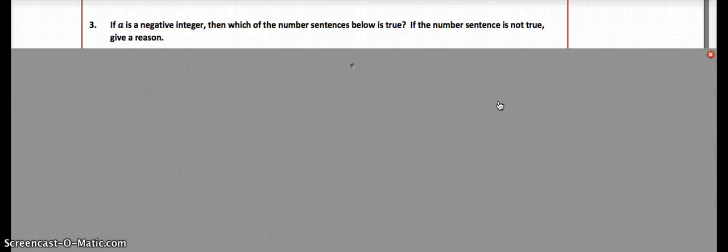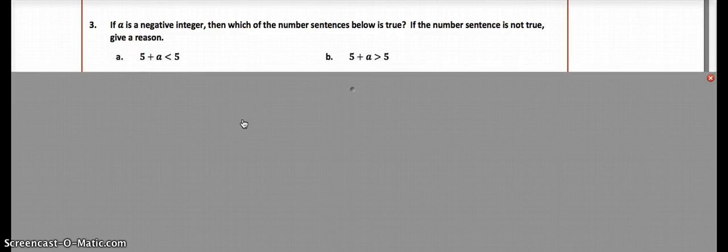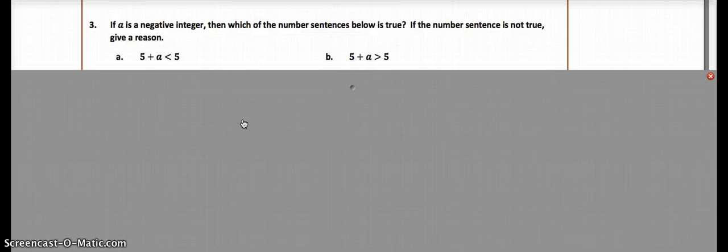So for A, it says if A is a negative integer, then which of the number sentences below is true? If the number sentence is not true, give a reason. So your first choice there was A. Well, I got A and B. I can't not do both of them.